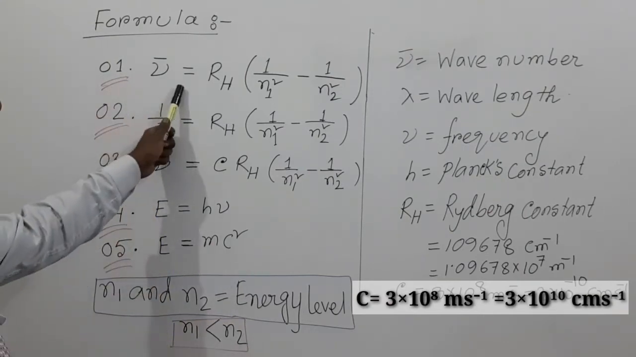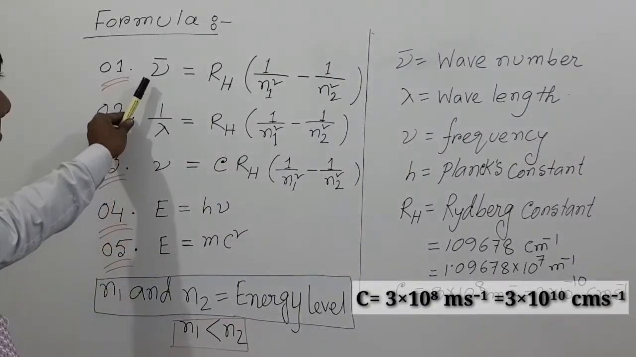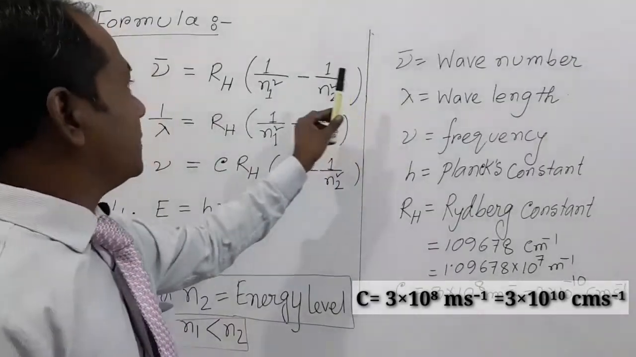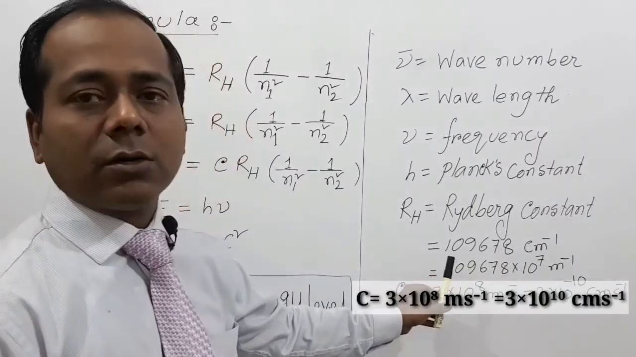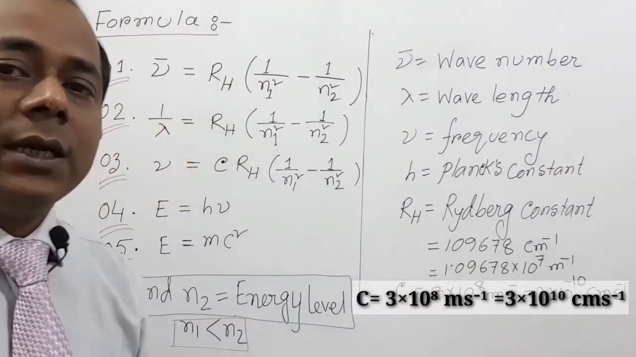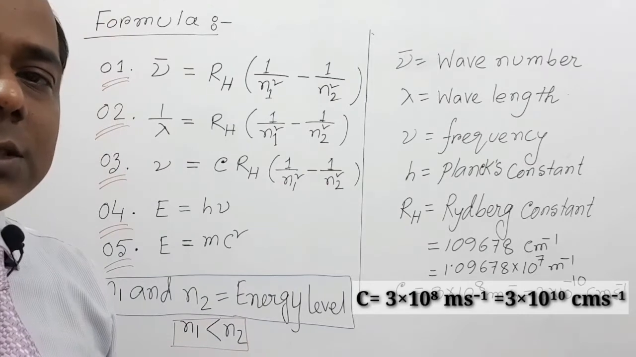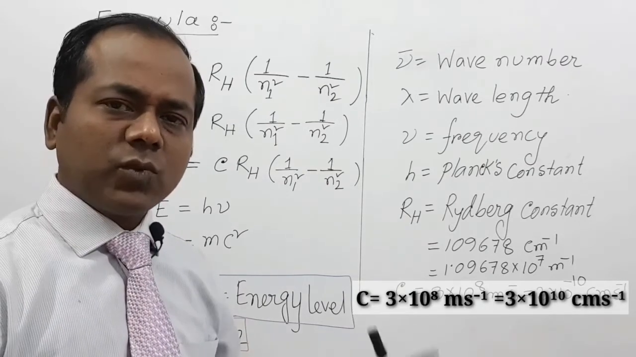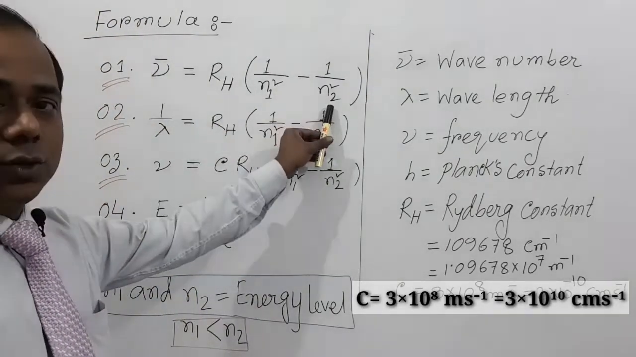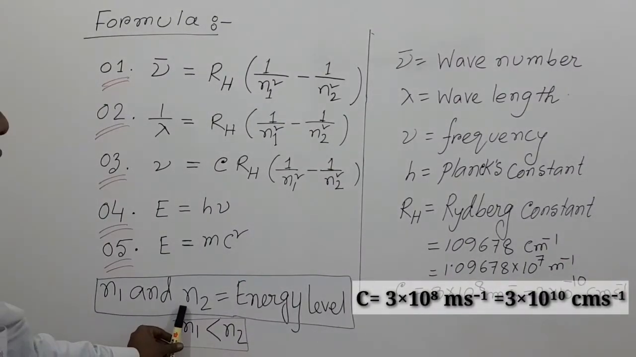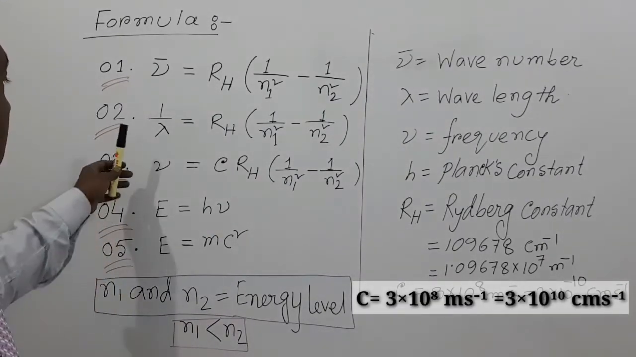Here nu bar equal to RH (1 by n1 square minus 1 by n2 square). Here nu bar is the wave number, and RH is the Rydberg constant, and the value of Rydberg constant is 109678 centimeter inverse, and we can also write 1.09678 into 10 to the power 7 meter inverse. N1 and N2 are energy levels, where N1 is less than N2.